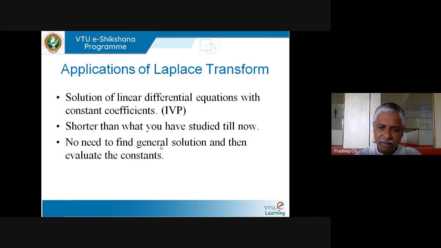We will find general solutions and then evaluate the constants. This is what we do normally. If you are asked to solve this IVP, normally you would find the general solution of the differential equation and then find what those constants are. Whenever you solve the differential equation, you get y equal to f of x plus c. Some constant would come. How do you evaluate that constant? Using these initial conditions. So all those things you don't have to do in this method.